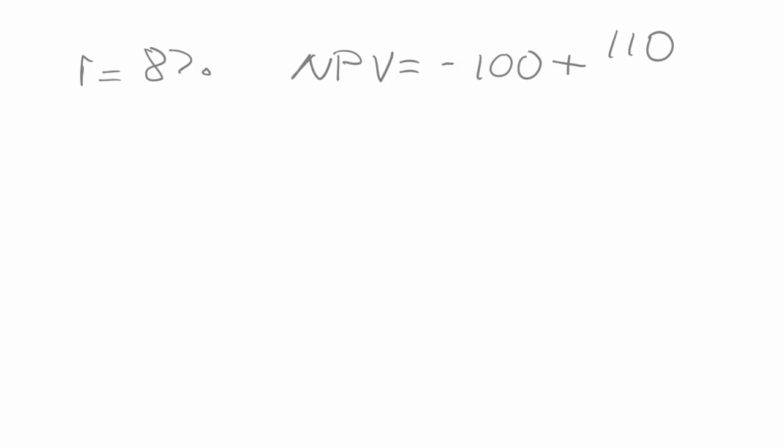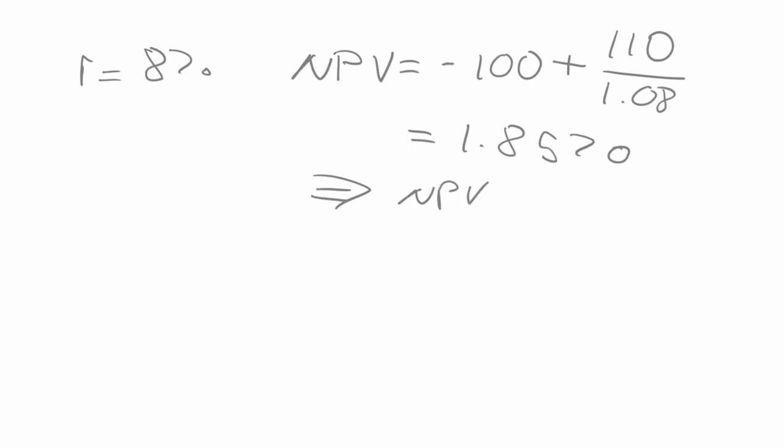So let's contrast the IRR rule and the NPV rule in this example. So we need to set a value for the discount rate. Let's say the discount rate is 8%. So substituting this into the formula for the net present value of our investment, we get NPV equals minus 100 plus 110 divided by 1 plus R, so it's 1.08. And that is equal to 1.85, greater than 0. So the NPV rule says accept.